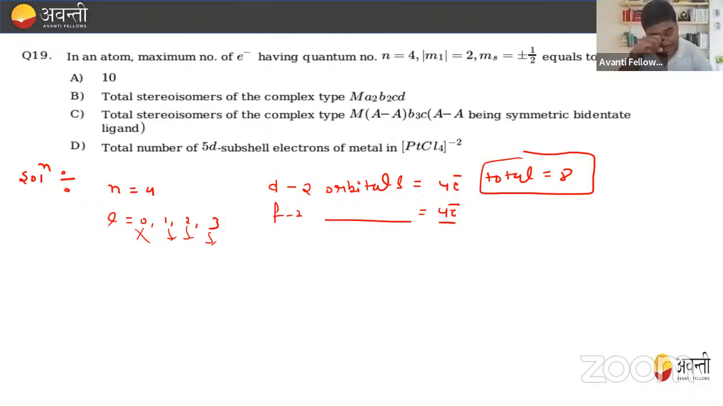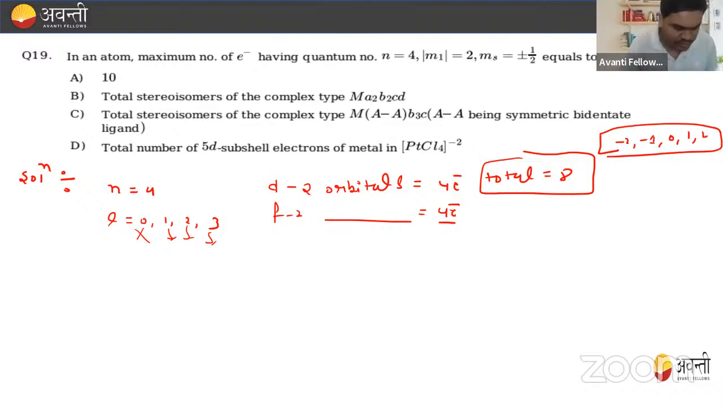How will you get this? ml equal to 2 means nothing but ml equal to -2, -1, 0, 1, and 2. Like this we get. Now for A, B, C, total 6 we have. So the correct options are B and D. That is the total number of 5d electrons of the metal in PtCl5, so the total number of 5d electrons in the metal here is in PtCl4.